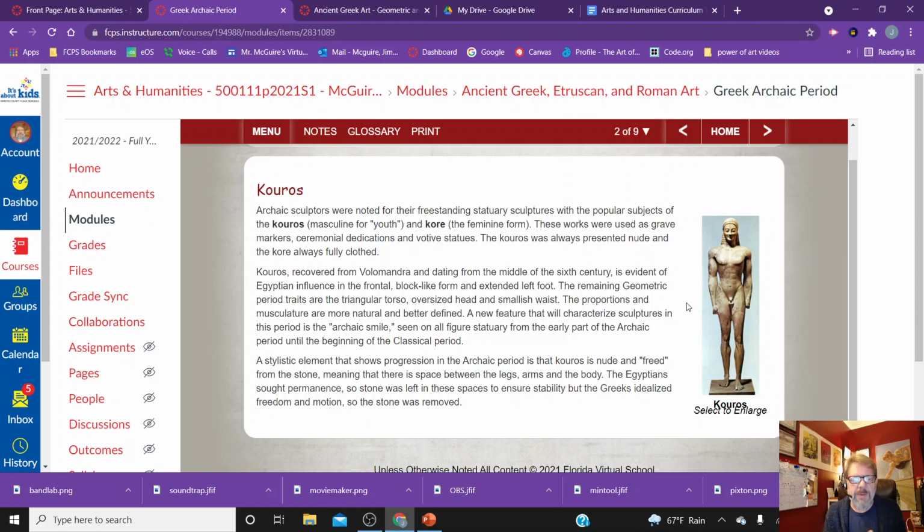A stylistic element known as progression in the Archaic period is that the kouros is nude and freed from the stone, meaning that there is space between the legs, the arms, and the body.